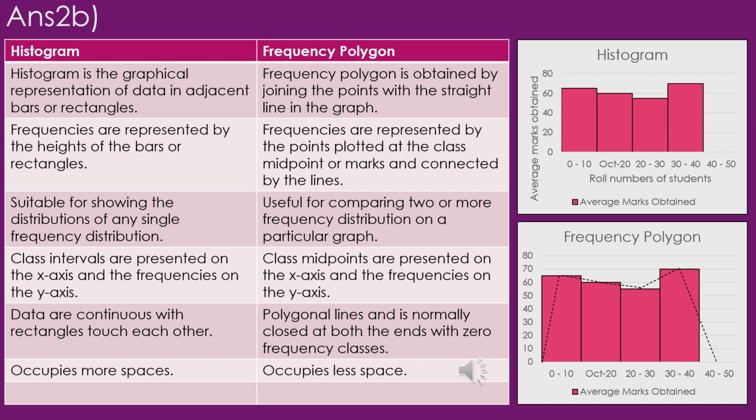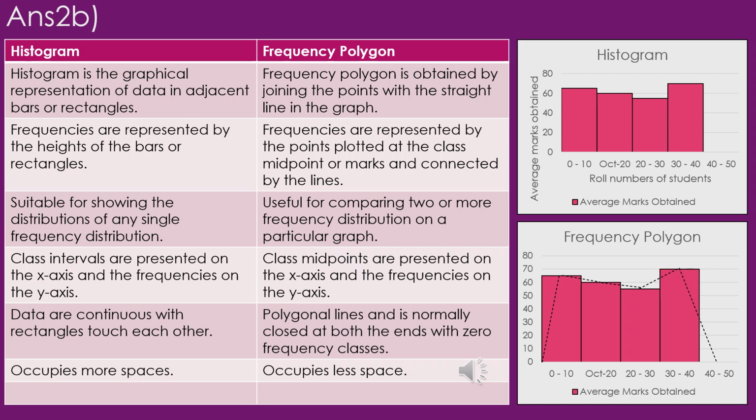And the next one is that frequencies are represented by the heights of the bars or rectangles in case of the histogram, while in a frequency polygon the frequencies are represented by points plotted at the class midpoints or marks and connected by lines. The next point is what?